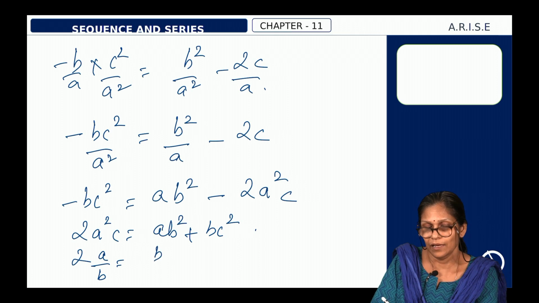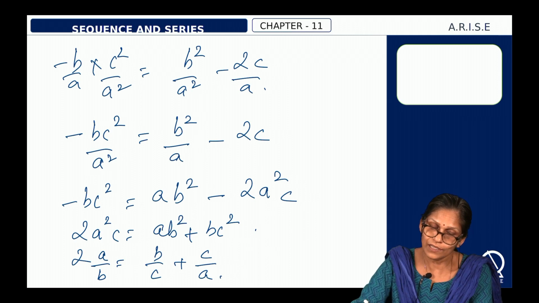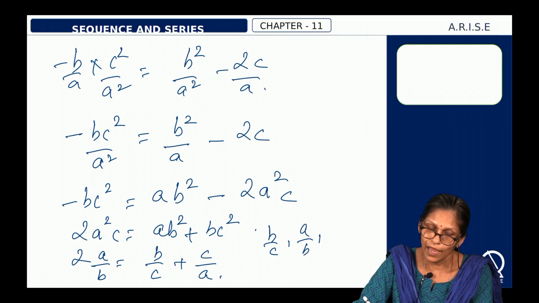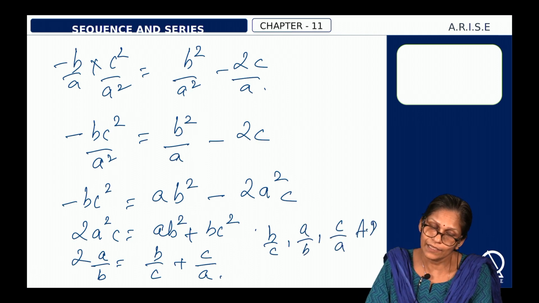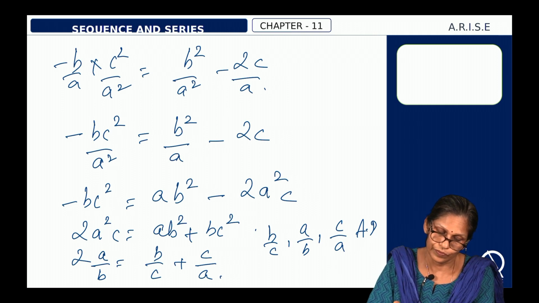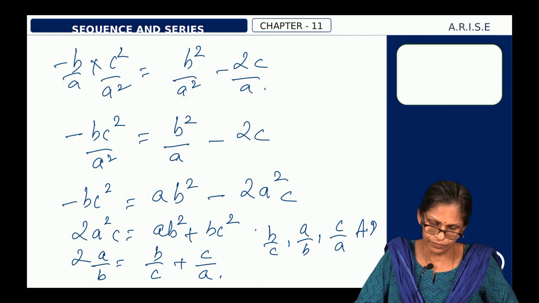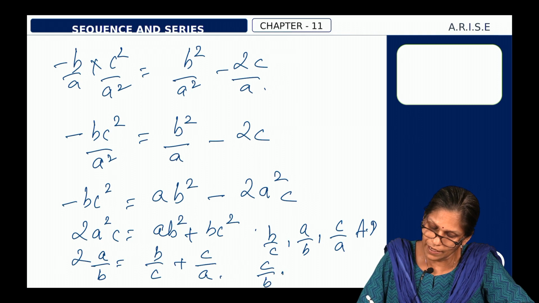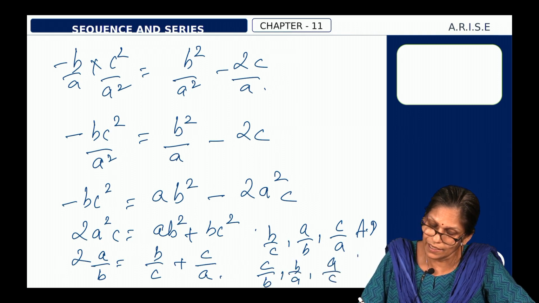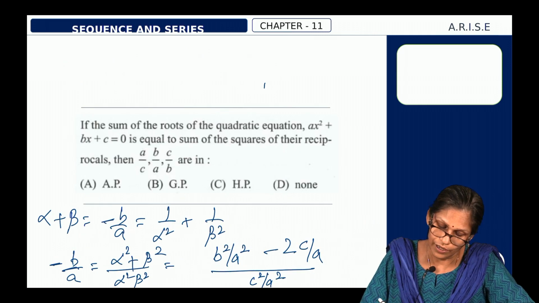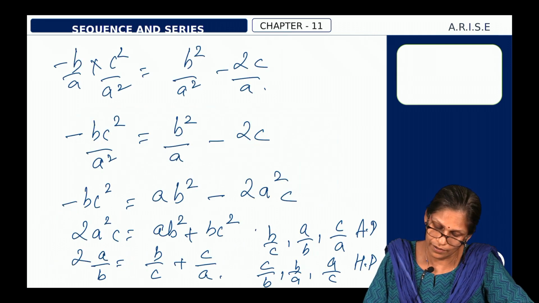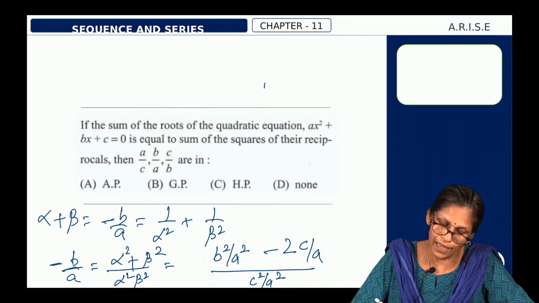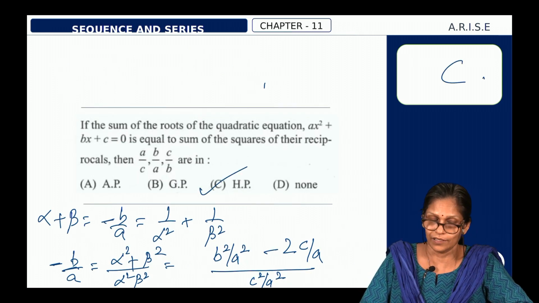2a by b is ABC. So, a and b will cancel. B by c plus c by a. So, what do you notice? That these, that is b by c, a by b and c by a, are in AP. Is that option given to you? No. So, what is given? Their reciprocals, that is c by b, b by a and a by c are in HP. Yes, are in HP. That is your option. Option C is your answer.